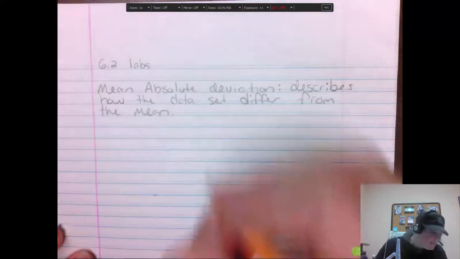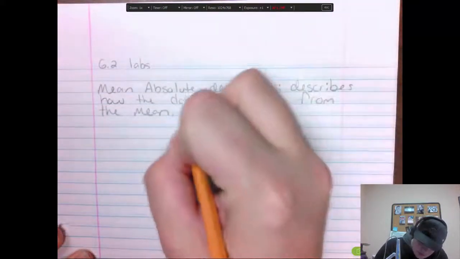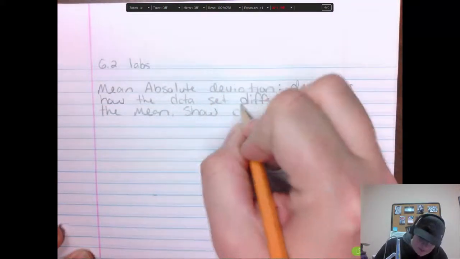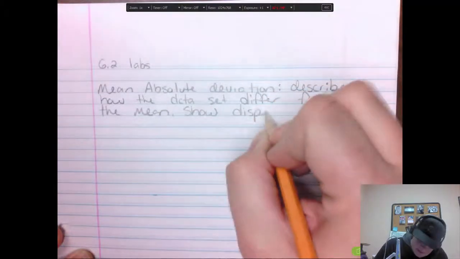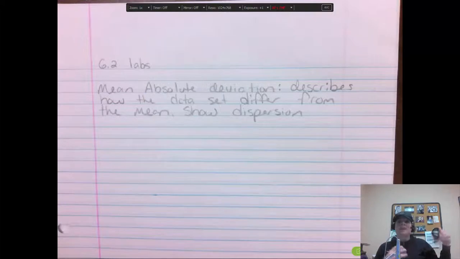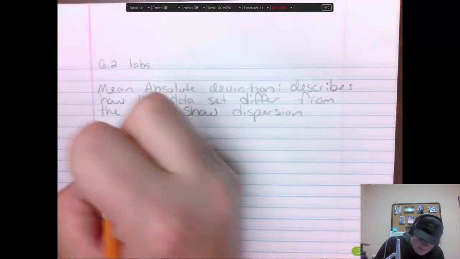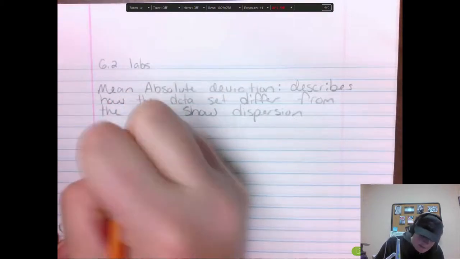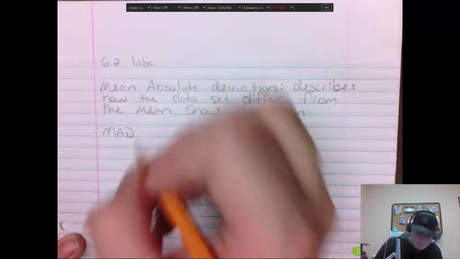So it shows dispersion. So we are looking at those averages or those central tendencies, ways to find the middle, right? Or we're looking at dispersion. And so both labs are over different ways to find dispersion. We have the range, which we've already looked at. Now let's look at this mean absolute deviation. Now the formula, they call it the MAD, the mean absolute deviation.